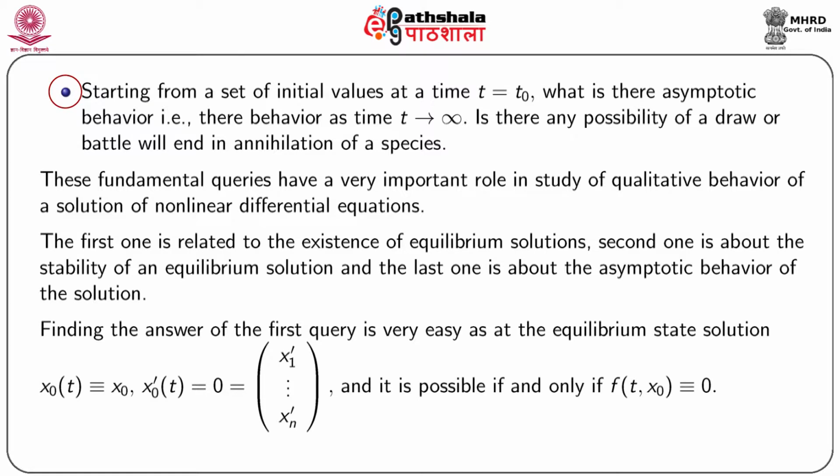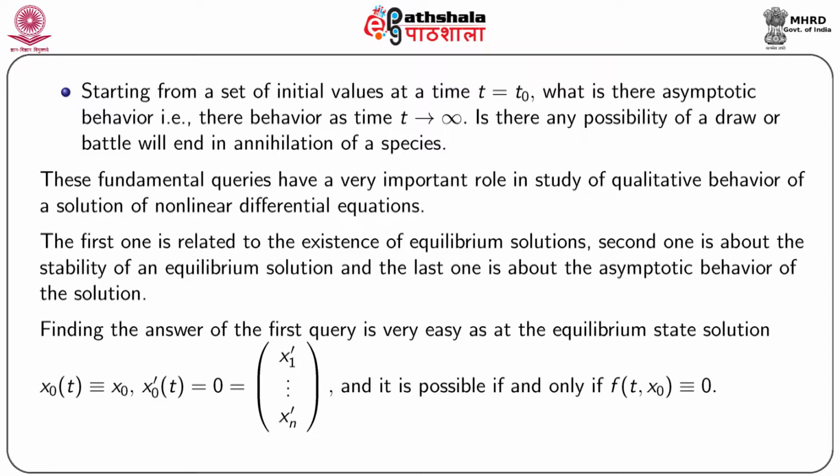Starting from a set of initial values at a time t equal to t0, what is their asymptotic behavior? That is, what is their behavior for long time, as time t tends to infinity? Is there any possibility that both the species will coexist, or that one of the species dies out? These fundamental queries have a very important role in the study of qualitative behavior of a solution of nonlinear differential equations. The first one is related to the existence of equilibrium solutions, the second one is about the stability of an equilibrium solution, and the last one is about the asymptotic behavior of the solutions.